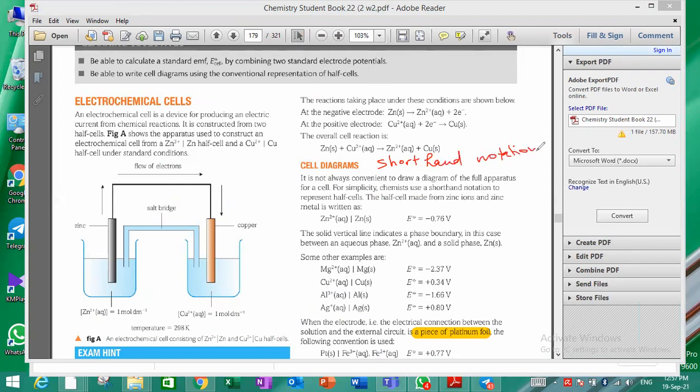It means that we are going to use certain cell diagrams in order to represent our cells without drawing them. We can write in a shorthand notation so that we do not draw these cells. If we write these shorthand notations, or cell diagrams, we can determine which one of them is on the right-hand side, which one is on the left-hand side, and what is the E0 cell of them.